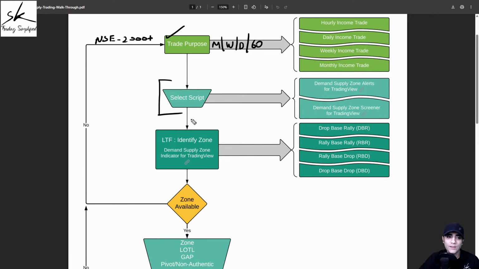So how do we scan based on demand and supply if you wish to? For that, I have created 2 custom built indicators, or custom built scanners, on TradingView. One is called the demand supply zone alerts and the other one is called the demand supply zone screener. Now, if you want to understand more about them in depth, you can definitely click on this. It will take you to the product page, which is where the walkthrough videos are available. You can watch those walkthrough videos to understand them better.